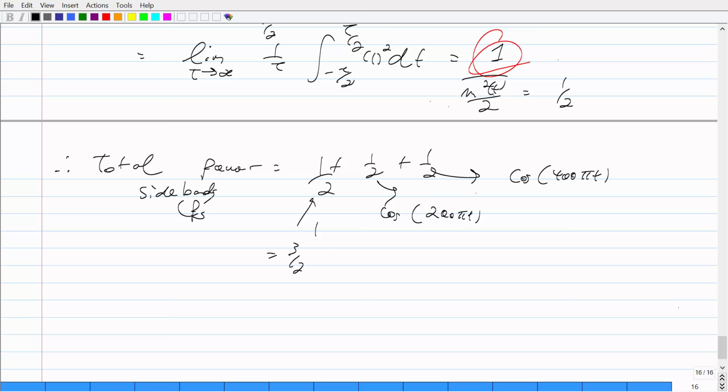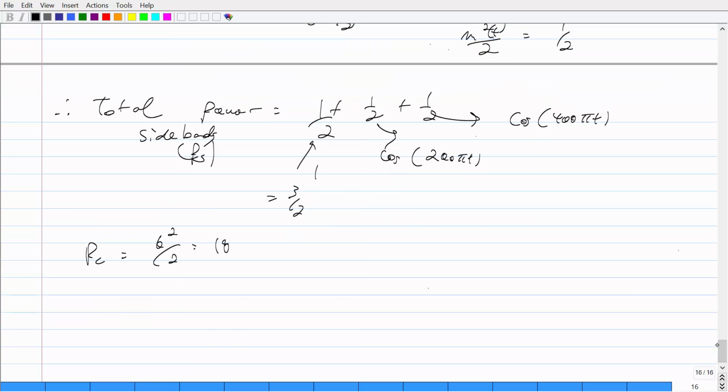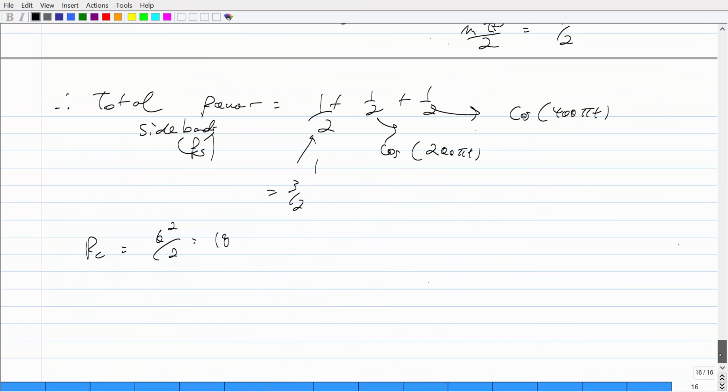So this is P of S. P of C is very simple. It's just 6 squared divided by 2, so in this way it'd be 18. Whenever you have a cosine wave, you just take the amplitude squared and divide it by 2. So the carrier amplitude is equal to 6, and then you got 18.